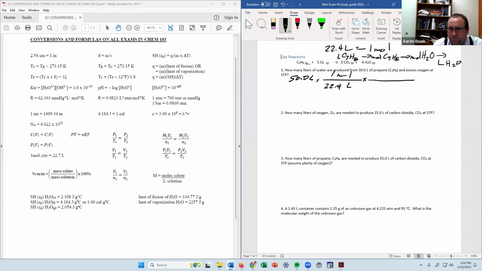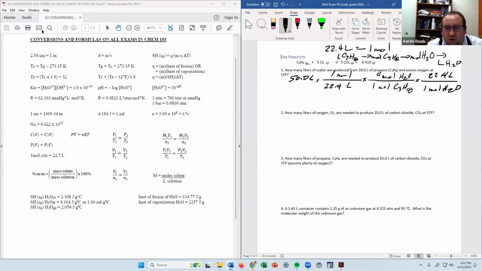From here, 1 mole of propane is equivalent to 4 moles of water, and 1 mole of water is 22.4 liters in volume.